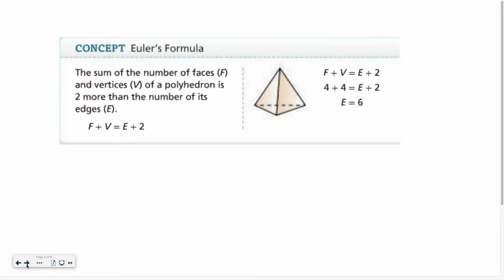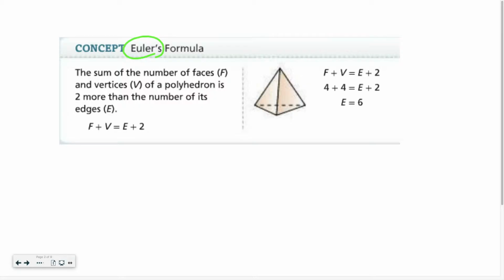First of all, you might be looking at that name and saying, how on earth do you get Euler from there? If I remember correctly, this is a German name, and they pronounce EU sounds like oi. So Euler's formula. Okay, so Euler's formula talks about the relationship between the number of faces and vertices of a polyhedron and states that it is 2 more than the number of edges.